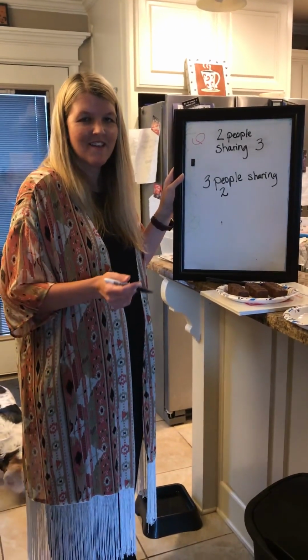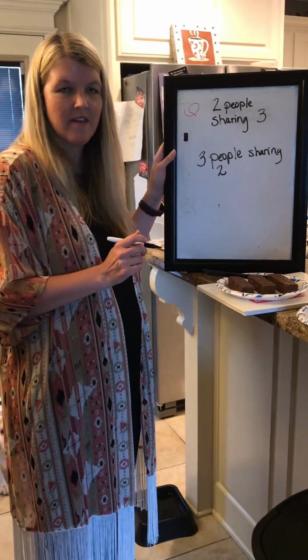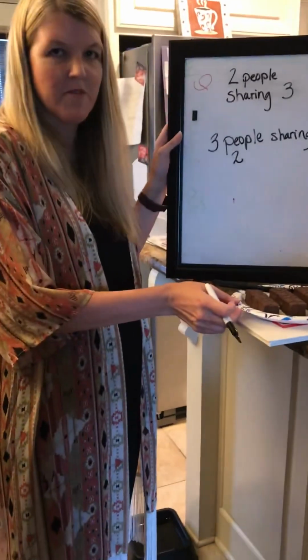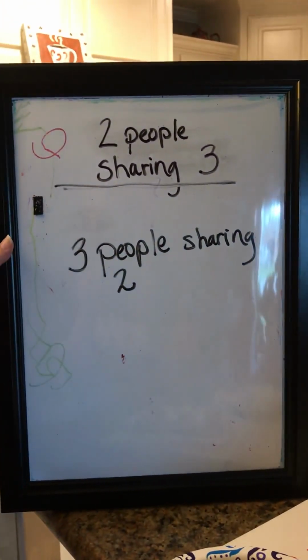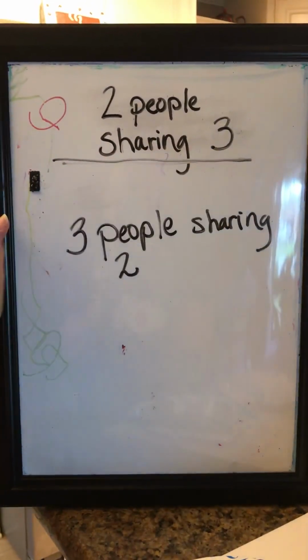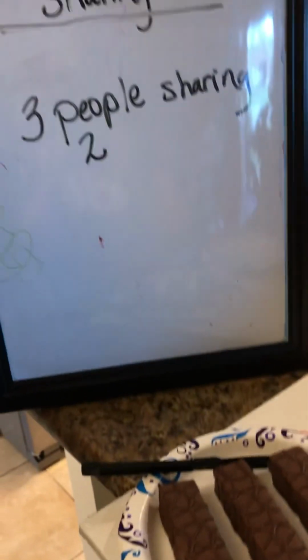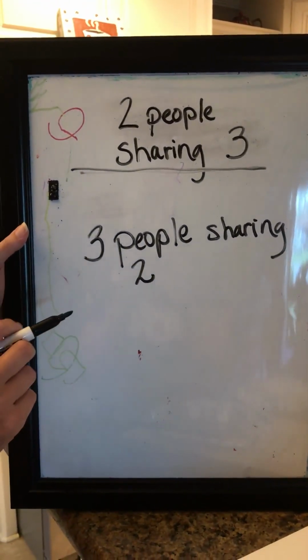Hi everybody. So we have been talking about sharing things equally, and in class we talked about sharing sandwiches. So now I'm going to share some Little Debbie cakes. If I have two people sharing three, I want you to think about that situation. So I have two people and then three Little Debbie cakes. There are more Little Debbie cakes than people, so think about, are they going to get more or less than one?